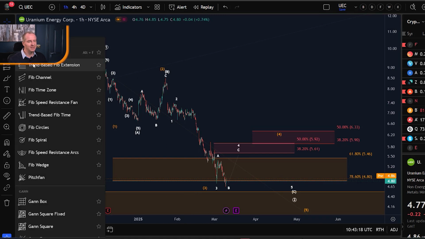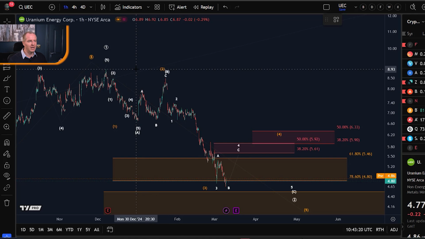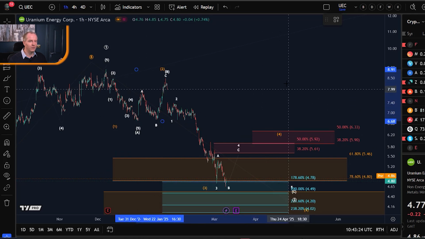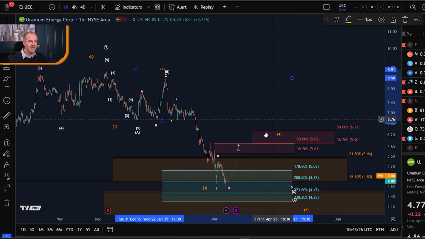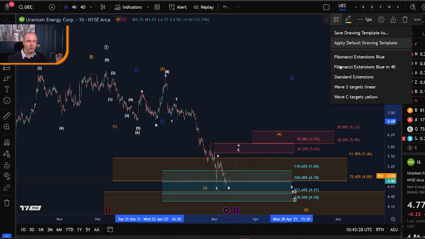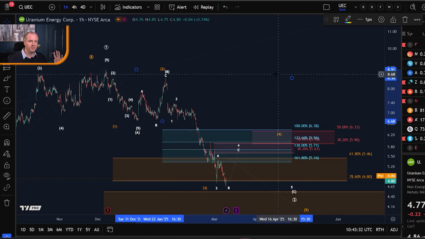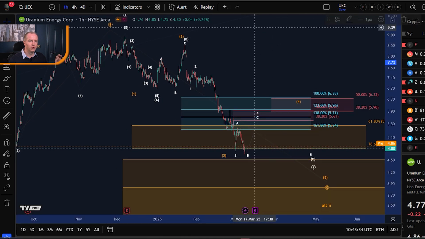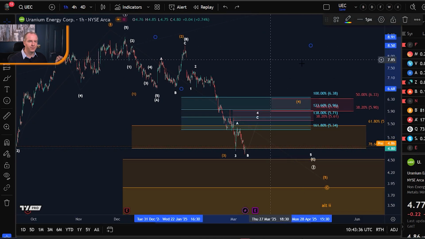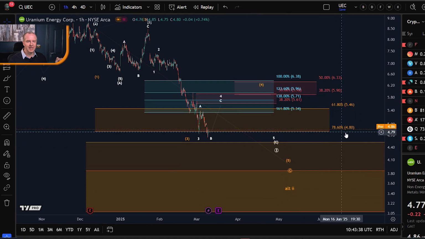We take the trend-based extension tool. I measure the entire length of the A wave, then I go to the high of the B wave. And the typical target is already broken. So that would mean I have to be on the side of caution. But that's not a surprise because in this wave 2 correction we're already at the 78.6 retracement, which already indicates it's a deep correction. And in addition to that, with the Fibonacci extensions, we are beyond the 161.8 extension.